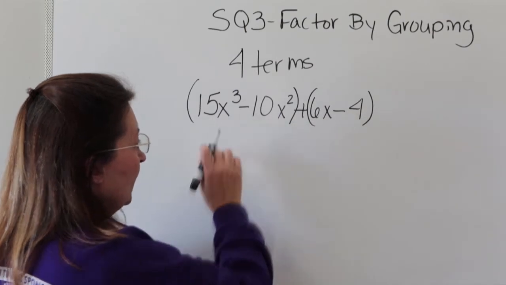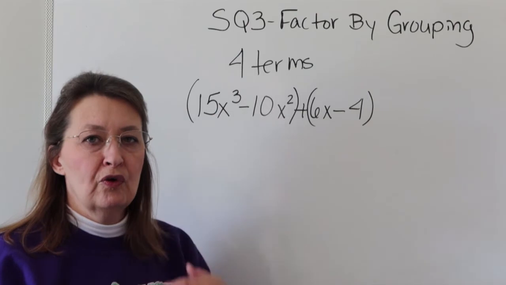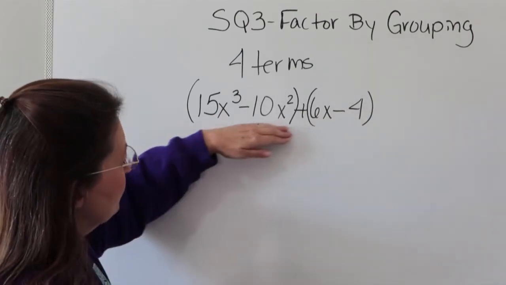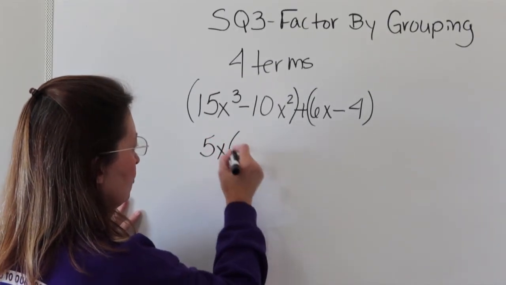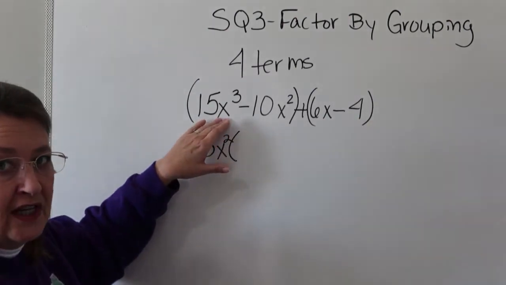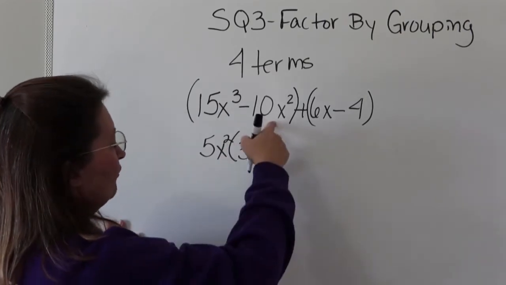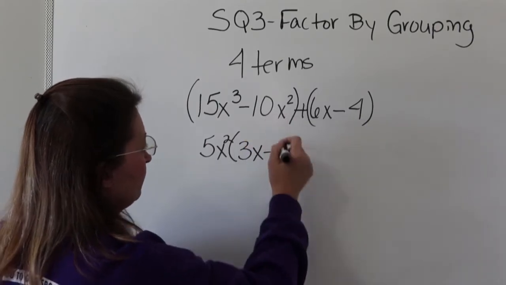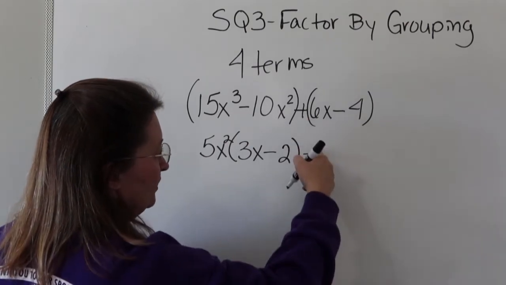Now, after you group your numbers, you are going to pull out the greatest common factor from each binomial. So the greatest common factor here is going to be 5x squared. Now when I divide a 5x squared out of this 15x cubed, that's going to give me 3x. When I divide 5x squared out of here, oh, your minus sign, 5x squared out of here, that's just going to be 2. Close the parenthesis, bring down this sign.